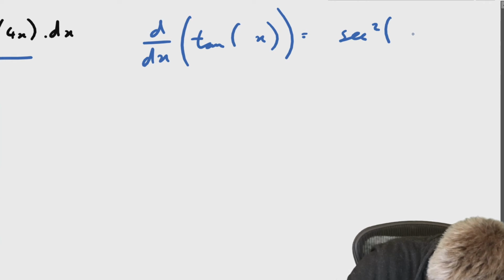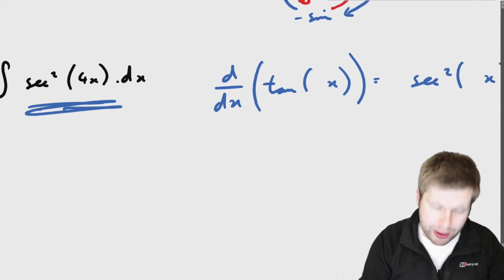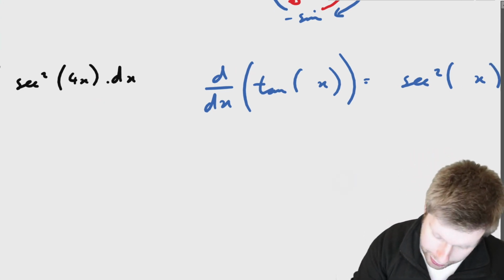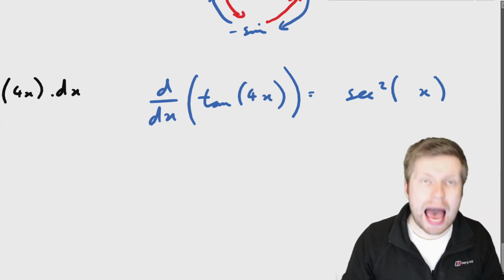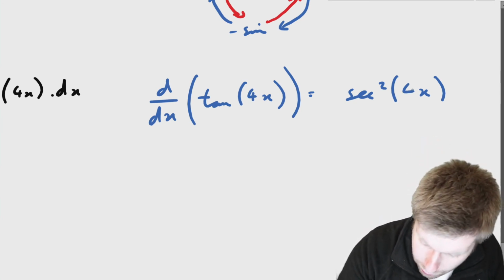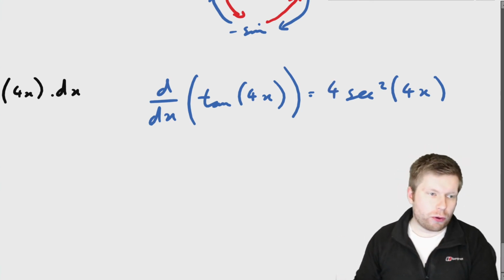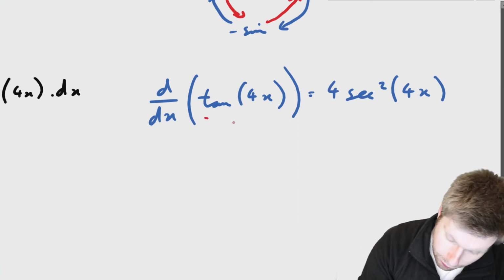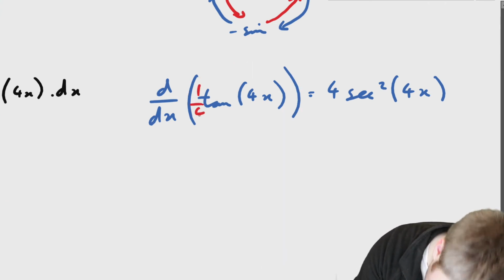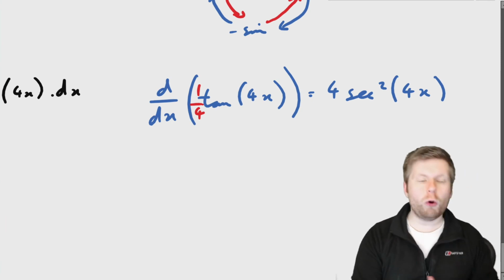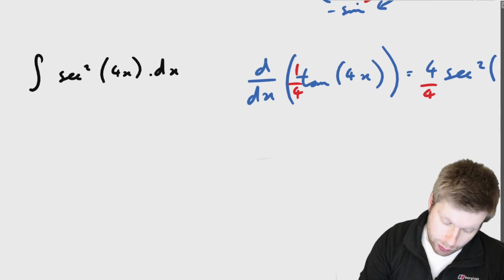However, that's not what I've got here, okay? I've not got sec squared of x, I've got sec squared of 4x, okay? So if I put a 4 in front of the tan of 4x, then sure, I get my sec squared of 4x. However, I also get 4 sec squared of 4x, which means that my final answer is not just going to be tan of 4x, it's going to be a quarter of tan of 4x, because that quarter will cancel with the 4 out here just to leave me with the sec squared of 4x.